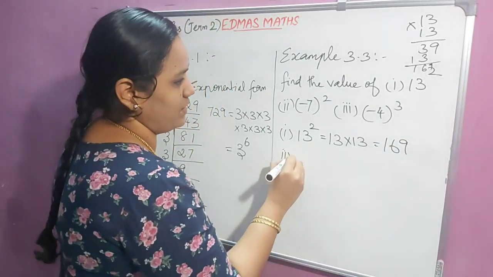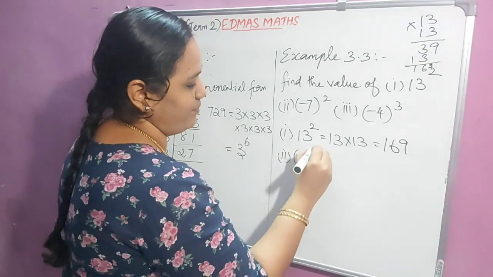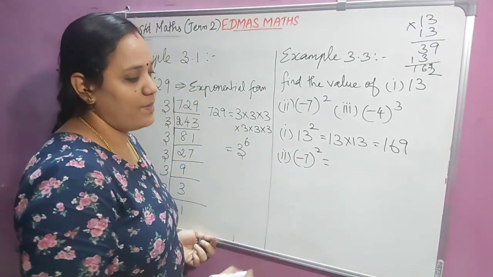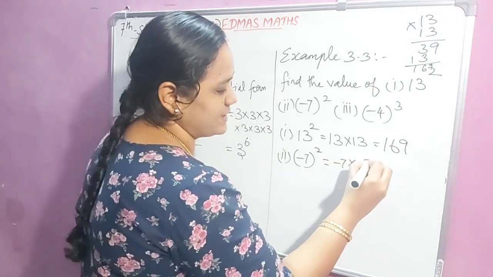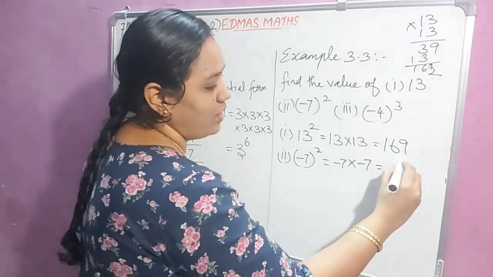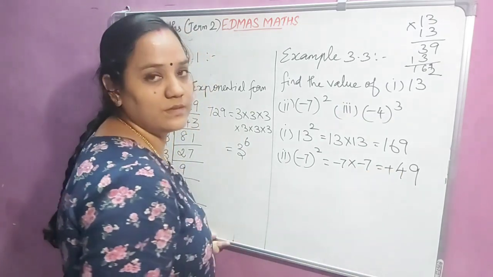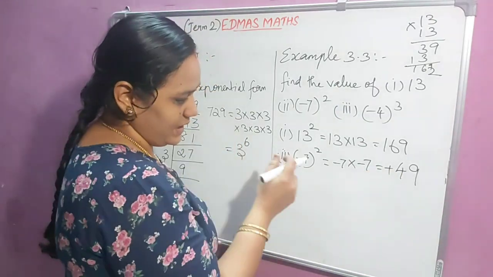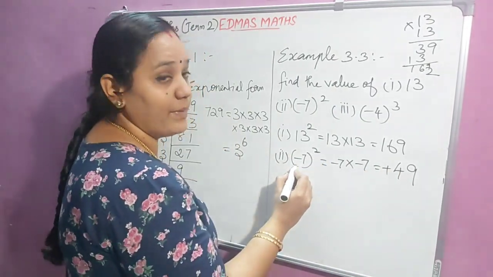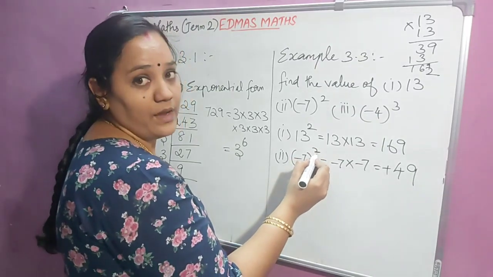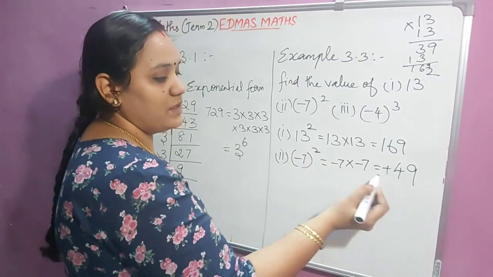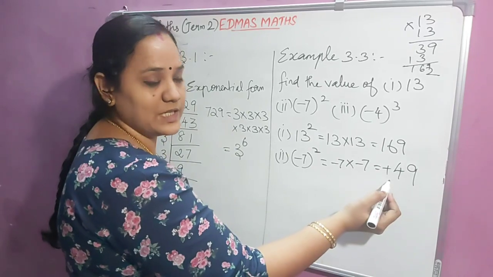Next question, minus 7 power 2. So, minus 7 into minus 7. So, 7 7s are 49 and we have same sign, so plus. Already I told you that if we have a negative number to the power that is even, means the power is even, means the answer should be positive.